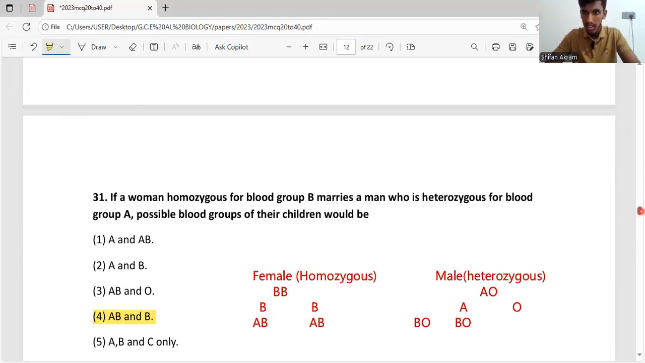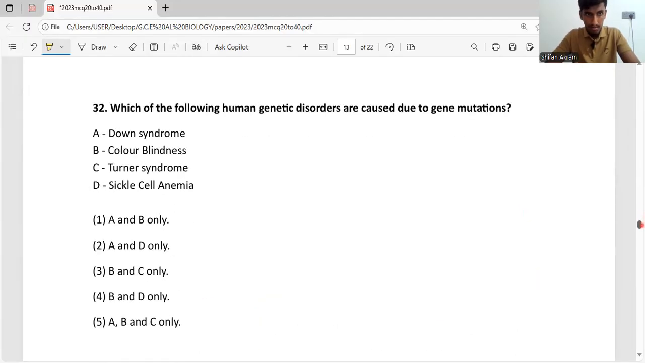Now let's go through question 32. Which of the following human genetic disorders are caused by gene mutations? So what are gene mutations? Gene mutations are mutations that occur in the nucleotides of the DNA. So we have 4 genetic disorders. First one, Down syndrome. Is Down syndrome caused by gene mutation? No. Down syndrome is caused by a chromosome mutation. That's why we call Down syndrome trisomy 21.